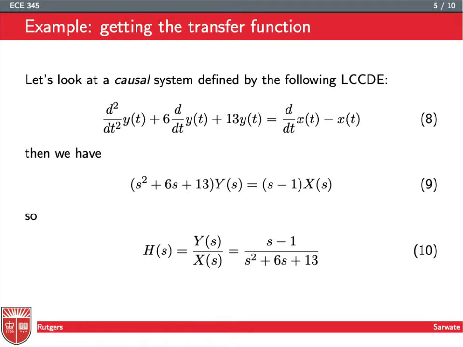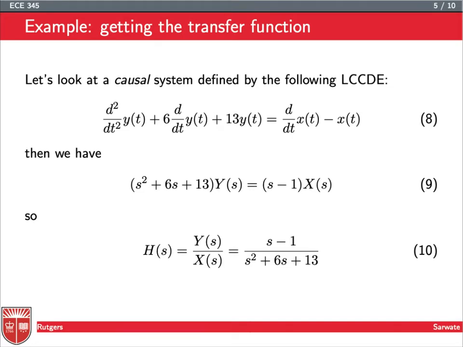Let's look at a causal system, and causality will be important when we try to find the time domain signal, defined by the following LCCDE. We have a second derivative of y, a first derivative of y, a first derivative of x, and an x. Converting all the derivatives to powers of s, we get this, and so the transfer function is (s minus 1) over (s squared plus 6s plus 13).